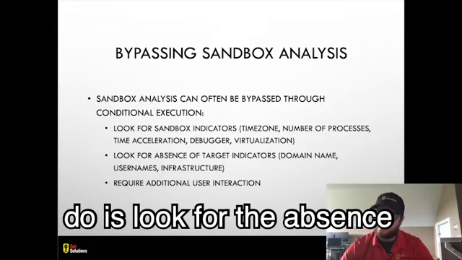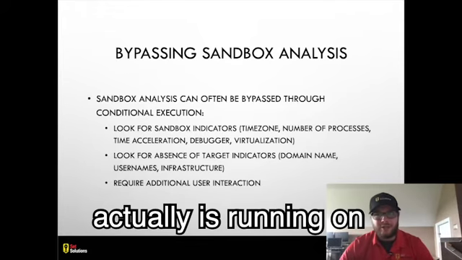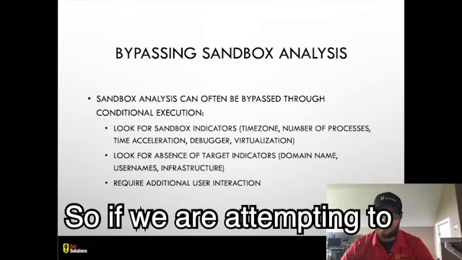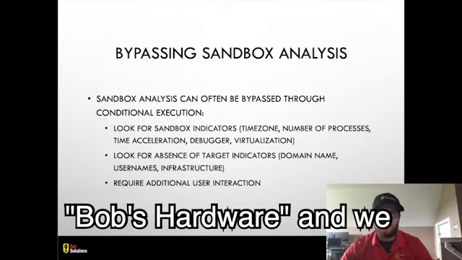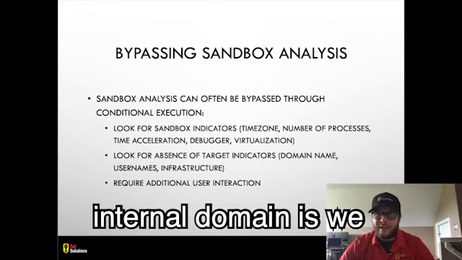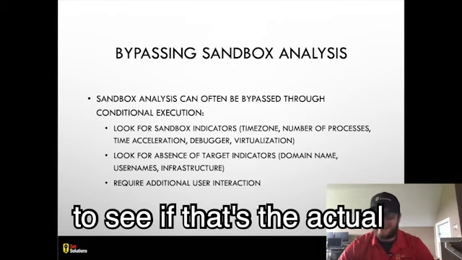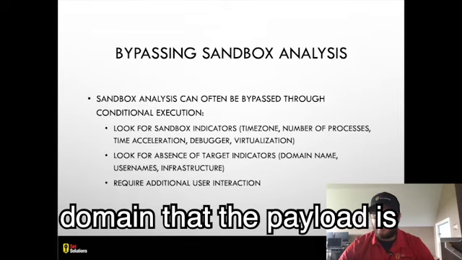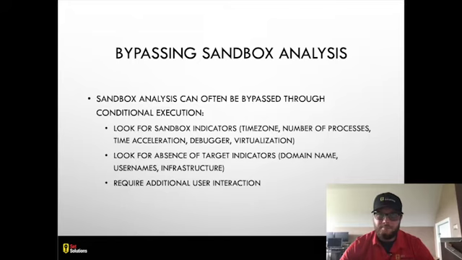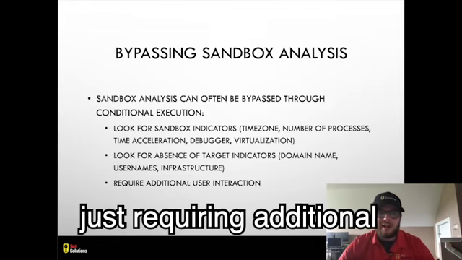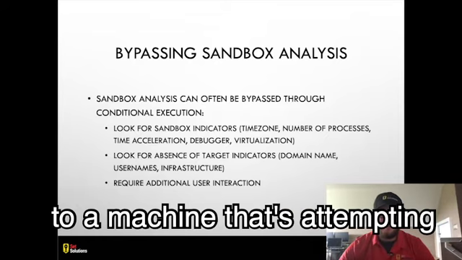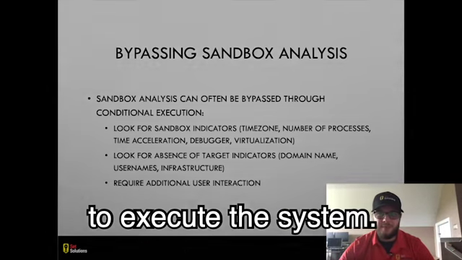Another thing that we can do is look for the absence of indicators that it actually is running on the target environment. So if we are attempting to exploit, we'll say once again, Bob's Hardware, and we know what Bob's Hardware's internal domain is, we can query the system to see if that's the actual domain that the payload is being run on. And if it isn't, then we don't execute the malicious part of the code. Another way is just requiring additional user interaction that would be intuitive to a user, but not necessarily to a machine that's attempting to execute the system.